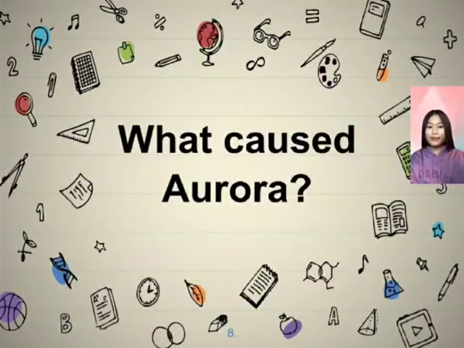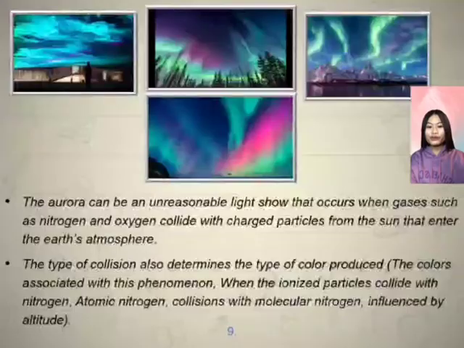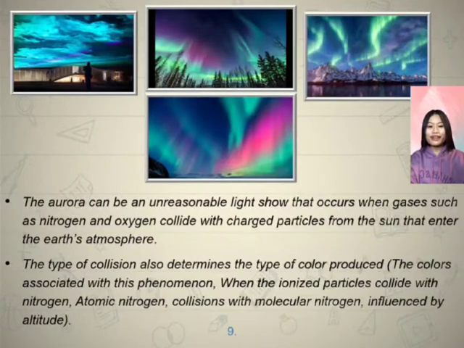I will present my part, what causes aurora. The aurora can appear as light when gases such as nitrogen and oxygen collide with charged particles from the sun that enter the Earth's atmosphere. The best places to enjoy this beautiful view include northern Canada, Alaska, Finland, Sweden, and Norway. The aurora is more visible during the winter because the light pollution is usually lower than in the summer.